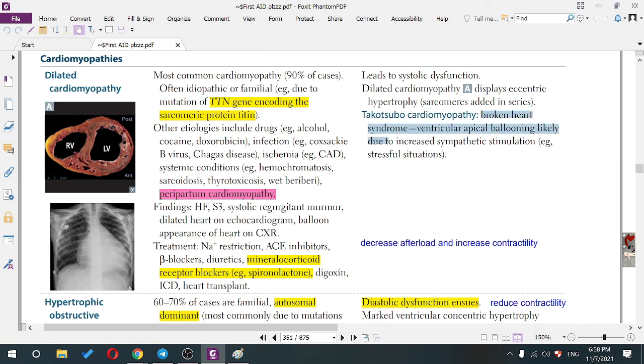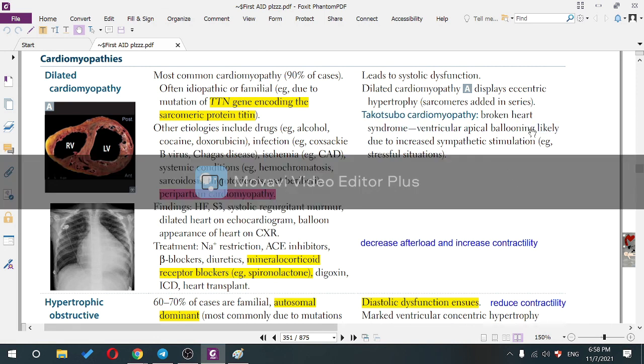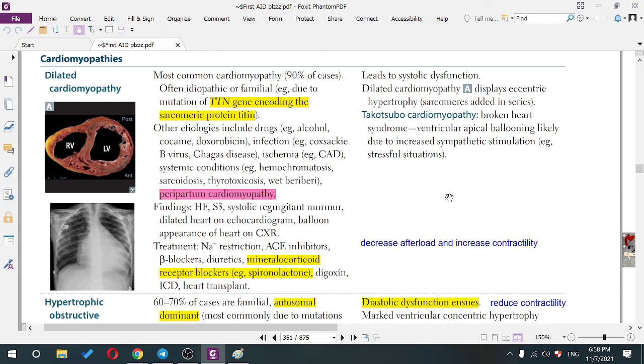We also call it the broken heart syndrome. It's a ventricular apical ballooning, likely due to an increased sympathetic stimulation. What is a sympathetic stimulation? It's by catecholamines. So catecholamines lead to it. And most of the time, it's due to a stressful situation that can lead up to it. And that's pretty much it.